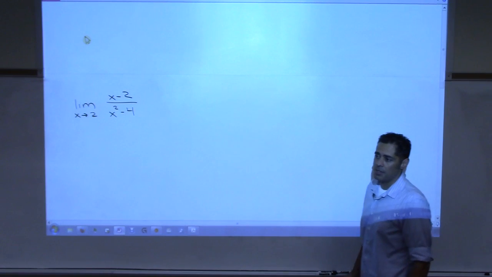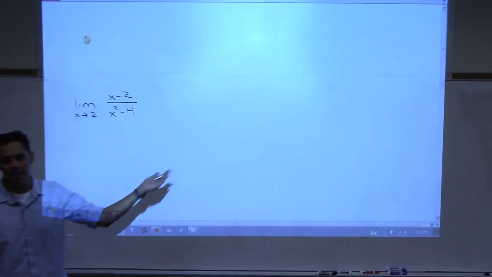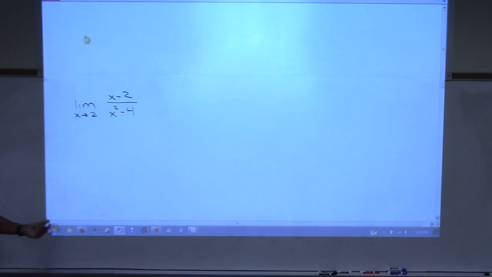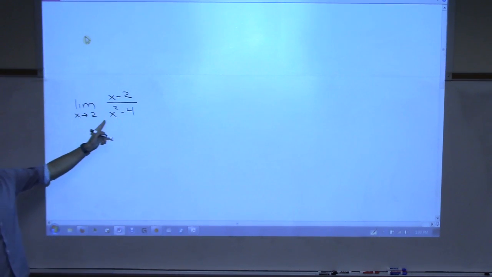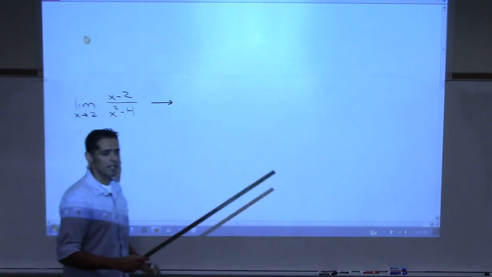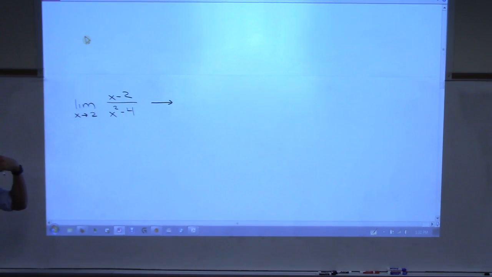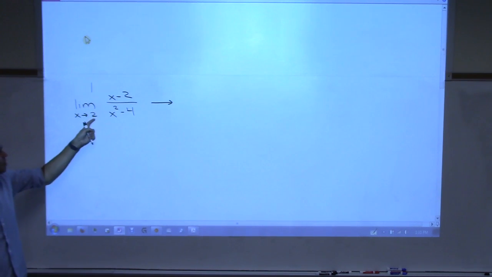From what we just discussed, I can't use the direct substitution property and just, boom, pops an answer out and we're done, right? Because I know that I have a problem at 2. I have division by 0. So what I'm going to do is draw a little arrow, and I'm not going to draw an equal sign because I'm not saying that this is equal to this. I'm just thinking about what happens when I apply the limit to this. What happens as I let x go to 2?